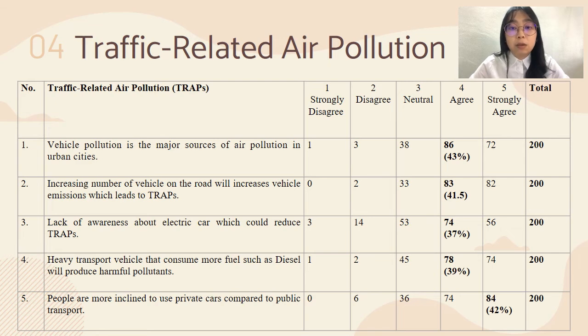Other than that, there are also 43% of the respondents who agree with statement 1, which is vehicle pollution is the major source of air pollution in urban cities. This is because the emission of toxic gases such as nitrogen dioxide, sulfur dioxide, carbon monoxide, and carbon dioxide also increases due to the heavy road traffic, and this causes the air pollution level to be unable to drop to a healthy level.